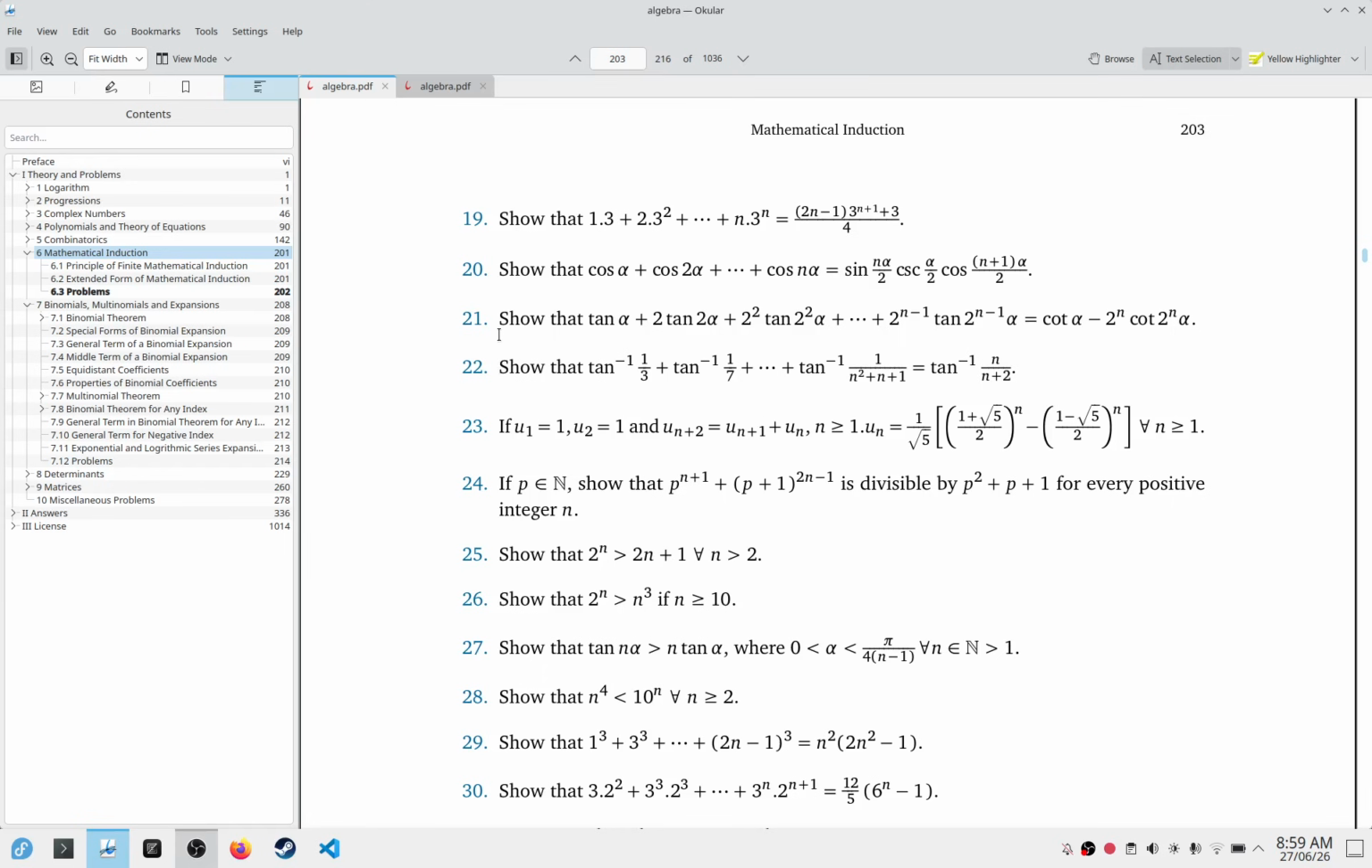So without further ado, let's get started. The next question is related to trigonometry. So if you are not studying trigonometry, you can skip this question and come back later.